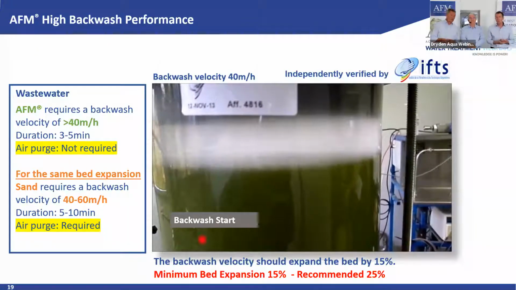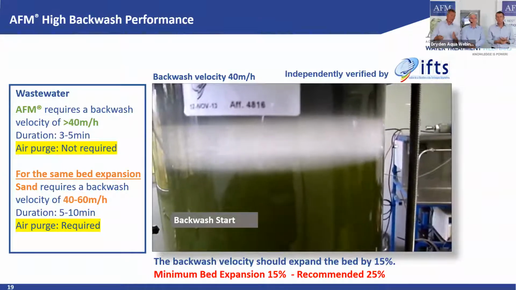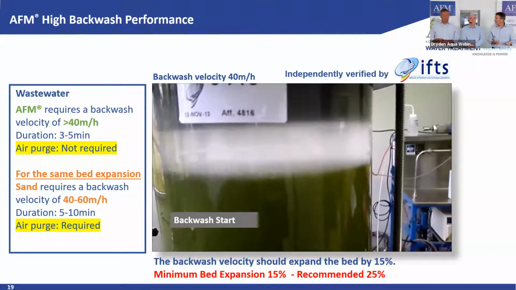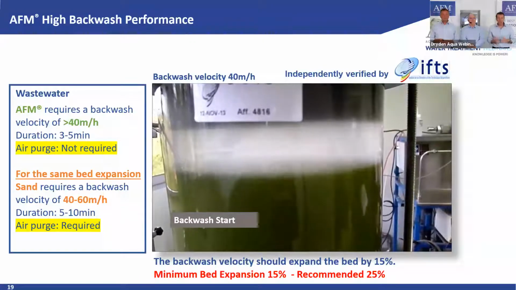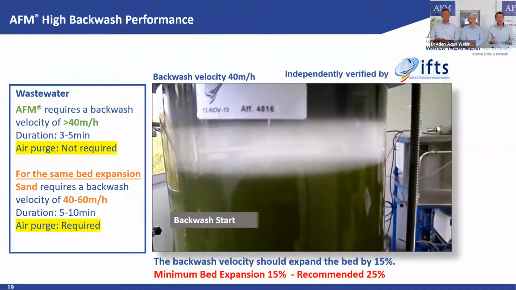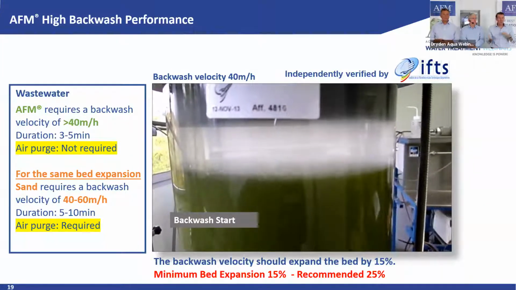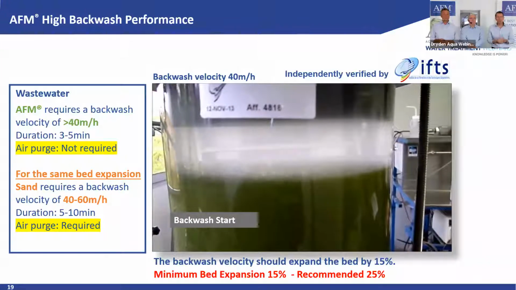By the way, there is a mistake. That should be 50 to 60. Should be 50 to 60. So 20% more. So maybe a word about air purge. Yeah, with sand, because it is biofouled, you need to air purge to scrub off the biofilm, and do this in combination with water backwash as well.